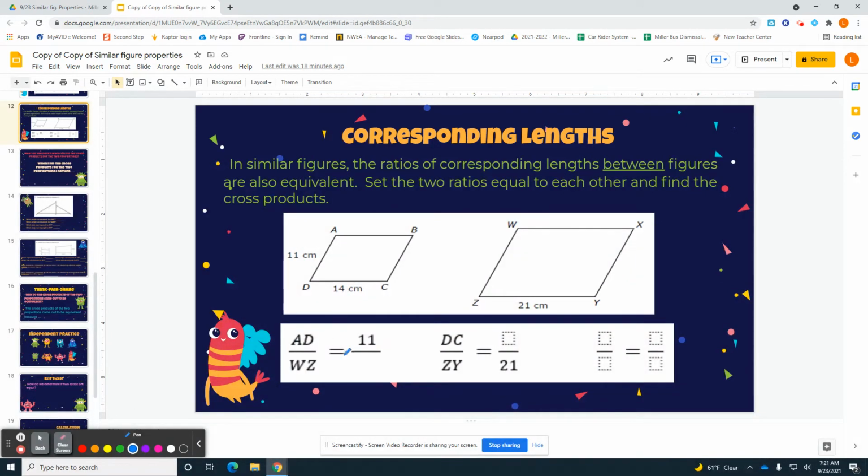Okay, so AD is 11. WZ from our previous slide we know is 16.5, right? Because it had the length. And then DC is 14. So now we're gonna set our ratios equivalent to each other and see if our cross products are still equal. So you're gonna multiply each of these. So 11 times 21 and 16.5 times 14. Go ahead and pause your video and work those two out and give you a little bit of time.